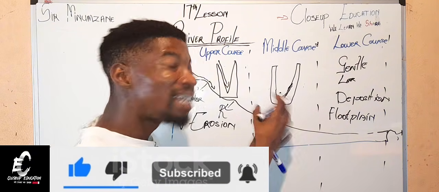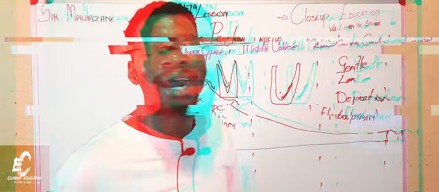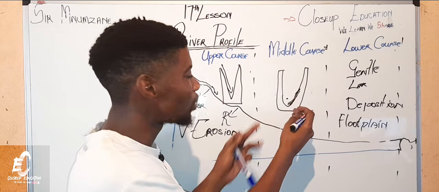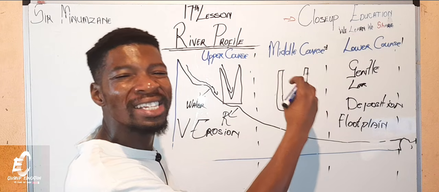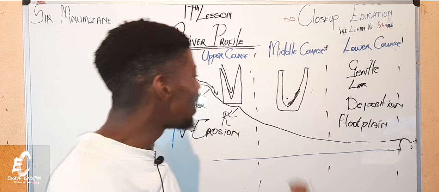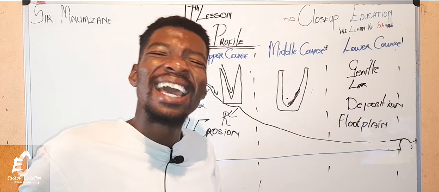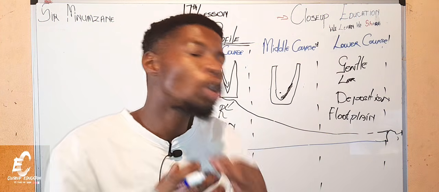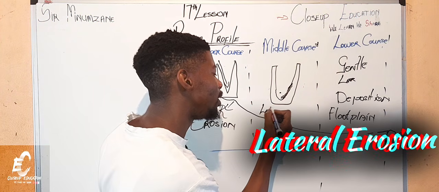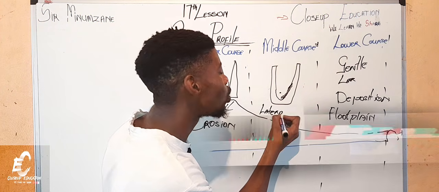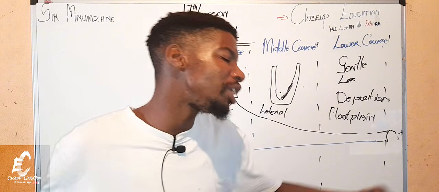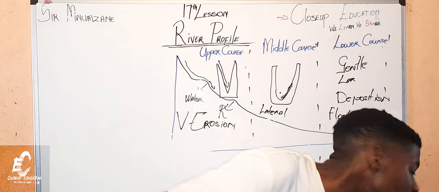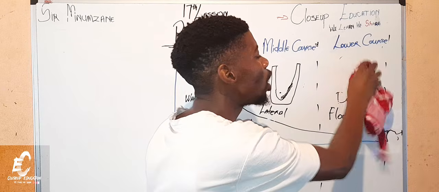Make sure that you take a screenshot. So what erosion is associated with the middle course? Because I've already spoken about the sides, it definitely means that it has widened, meaning there is erosion happening on the sides. It is called the lateral erosion, which is the erosion that erodes the sides of the river channel.